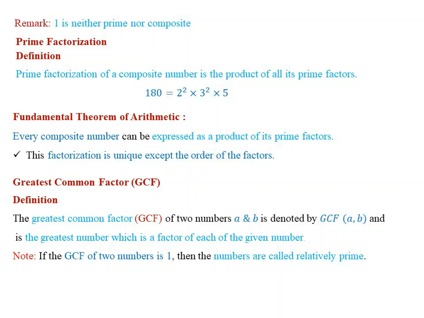Greatest common factor, or GCF. The greatest common factor of two numbers a and b is denoted by GCF of a, b, and it is the greatest number which is a factor of each of the given numbers. If the GCF of two numbers is 1, then the numbers are called relatively prime.